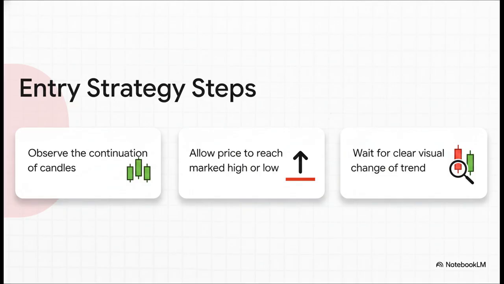First, you just observe the continuation of the candles. Watch the move. Second, you allow the price to actually reach your marked macro high or low. No front-running the trade, seriously. And third, arguably the most crucial part, you wait for a clear visual change of trend right at that specific level. You aren't guessing, you are waiting for these exact criteria to line up before you commit a single cent of your capital.